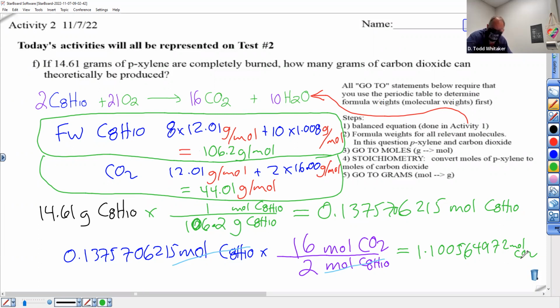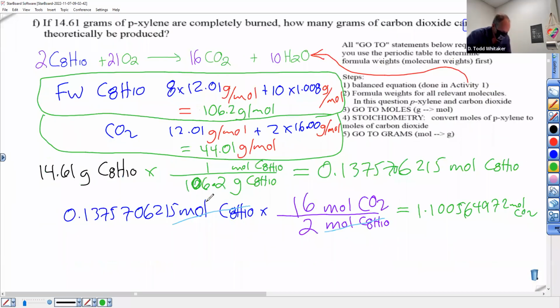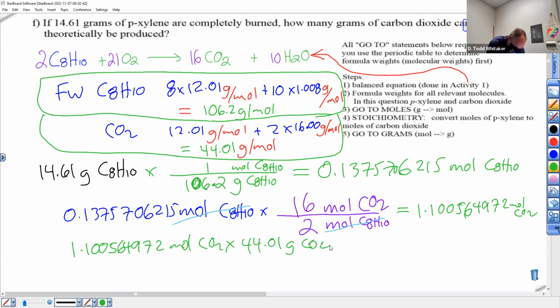Now I want to go from moles CO2 to grams CO2. And I've got to use this one, right? Boom. Yeah. So don't use that pen on the screen, that would make marks. 1.100564972 moles CO2 times 44.01 grams CO2 for every 1 mole CO2.